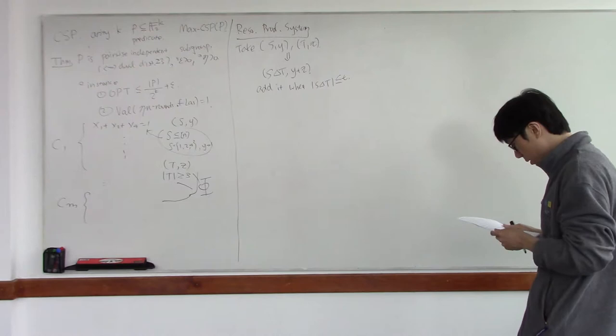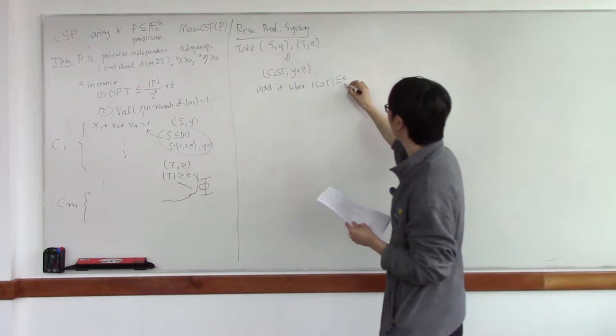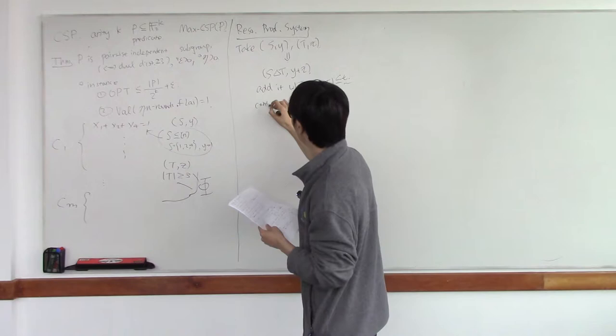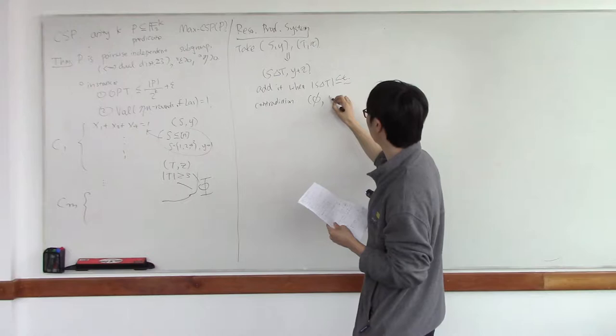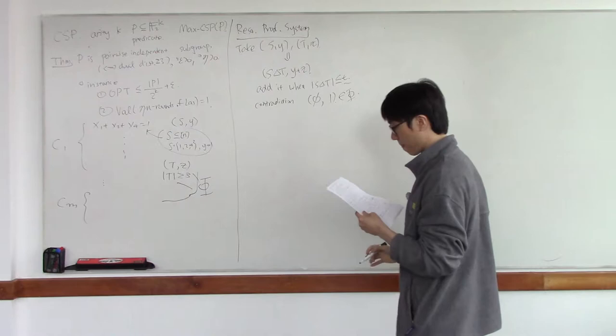So this is a resolution proof system. This T is called the width of the resolution proof system. And we have a contradiction when we derive the empty set and one here. Okay.